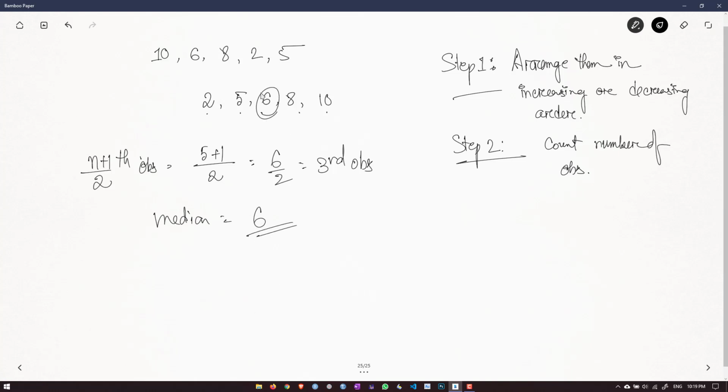Now see, this particular value 6 divides the entire data of 5 into 2 equal halves. There are exactly 50% below, 50% above, excluding the median value, right? Equal number of observations below the median, equal number of observations above the median. Now this is for odd number.